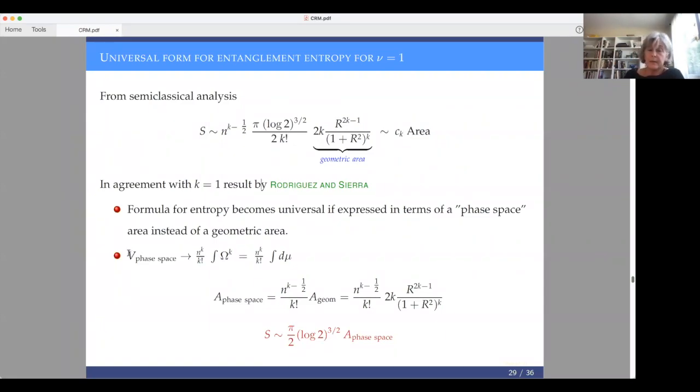So the volume of phase space is given by this, where omega is essentially the Kähler-2 form. So this n^k over k factorial gives essentially the number of degrees of freedom. So if we define a phase space area which takes into account the number of degrees of freedom we have in the problem, you see that this factor here is essentially the factor that we have here. So the entropy then, expressed in terms of the phase space area, has an overall coefficient now that does not depend on K. Okay, and this formula applies for any dimension K.